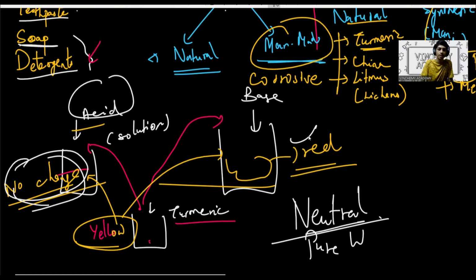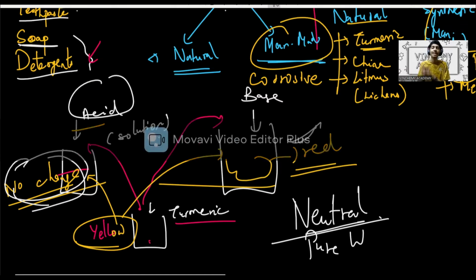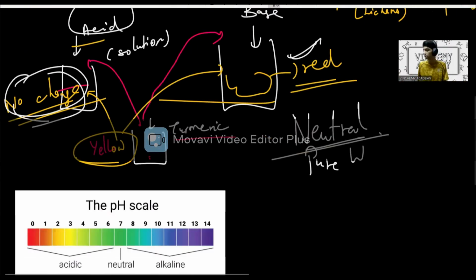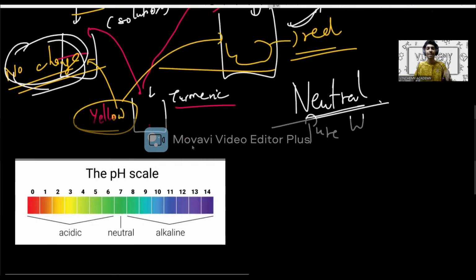So if it's showing red, you can say yes, it's a base. But if there's no change in the color, you cannot say it's an acid, right? You can just classify it as either an acid or a neutral substance. Hence, this is not a good indicator. Hence, I'm going to take another indicator. This is called a pH indicator.